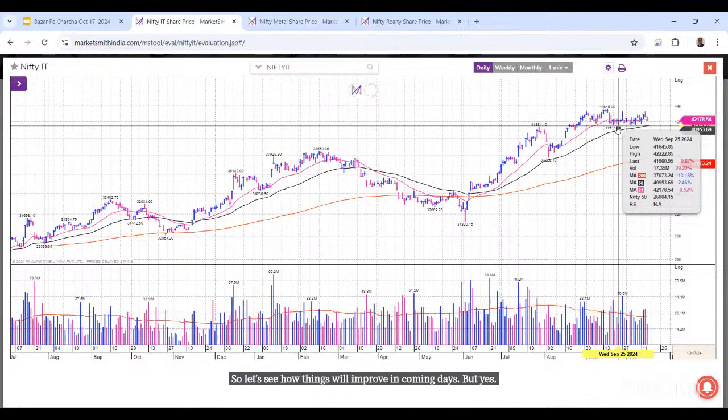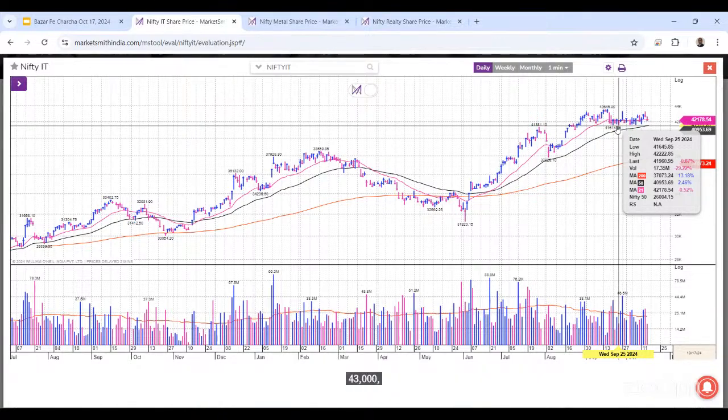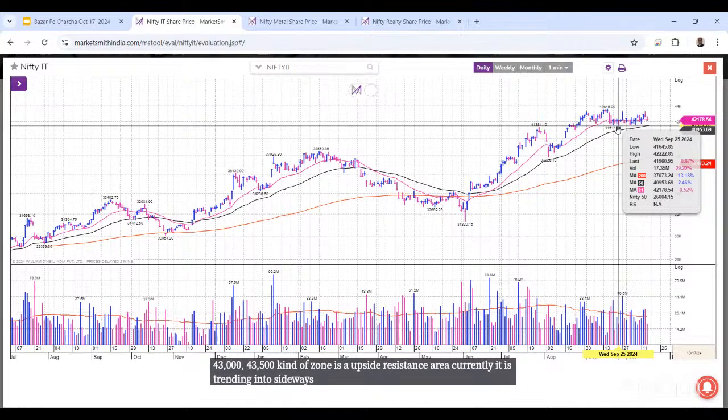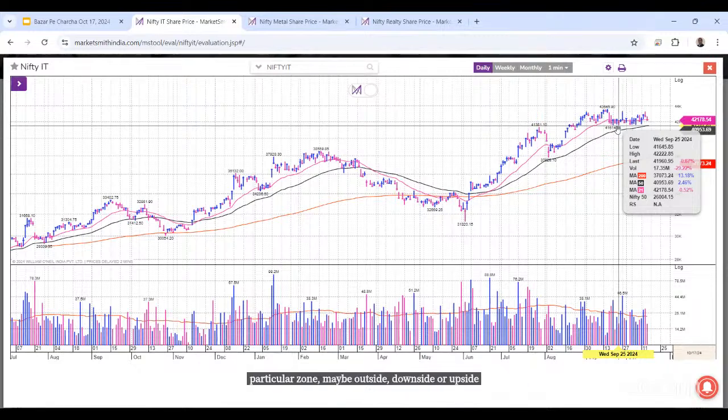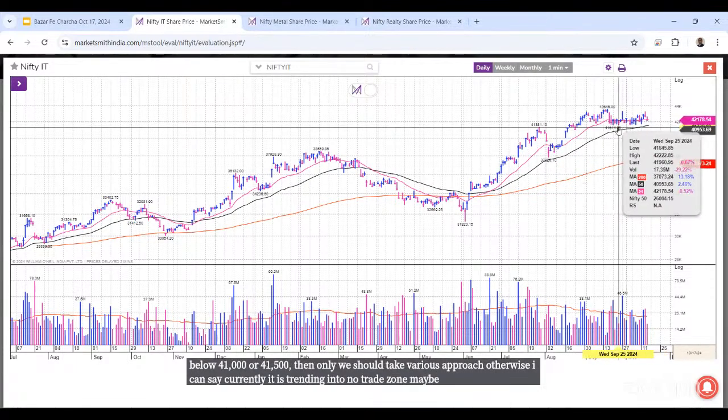But currently I can say 41,500 to 41,000 is a critical support area in this particular sector, and 43,000, 43,500 is an upside resistance area. Currently it is trending sideways. A breakdown or breakout on either side may lead this index outside that zone, downside or upside. If you ask my personal opinion on what may happen in coming days, it's better to keep an eye on this and be cautious instead of going bullish or bearish in this sector. If it falls decisively below 41,000 or 41,500, then only we should take a different approach. Otherwise, currently it is in a no trade zone. Maybe stock specific actions may be there in coming days.